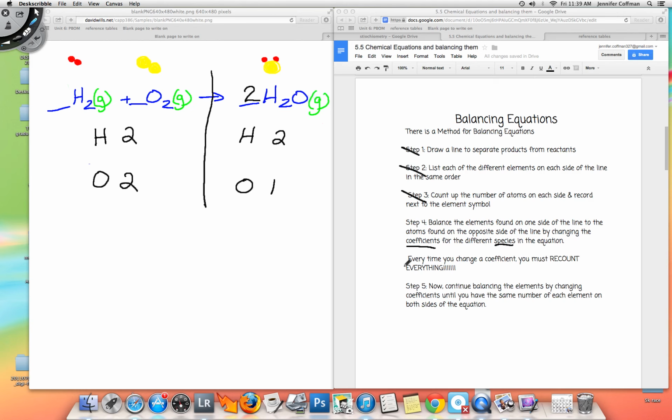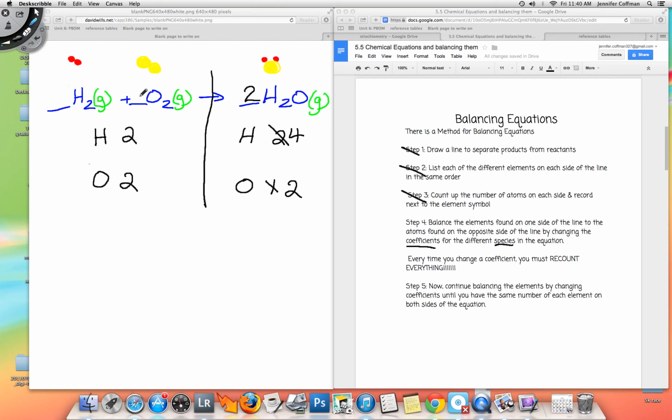So step 4 still, we are going to recount these numbers down here. So when I get 2 H2Os, I now have 4 hydrogens. And 2 H2Os give me 2 oxygens. Recount everything. Now my oxygens are balanced. Now continue balancing the elements by changing coefficients until you have the same number of each element on both sides of the equation. But by putting the 2 here, the hydrogens came out of balance.